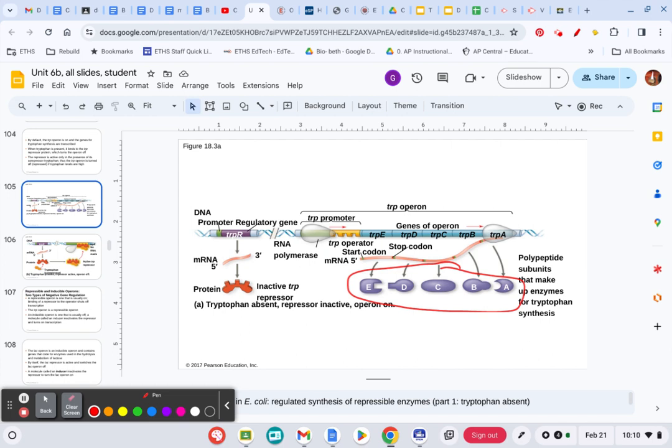We want to make tryptophan. The bacteria need it almost all the time. So those are the subunits that are needed. And they are manufactured from these genes here, these blue genes. And we know in order to manufacture them, we have to go through transcription and translation.